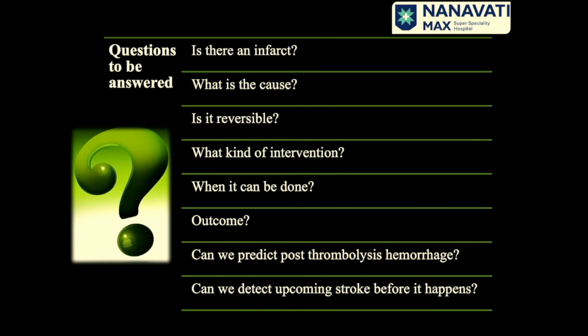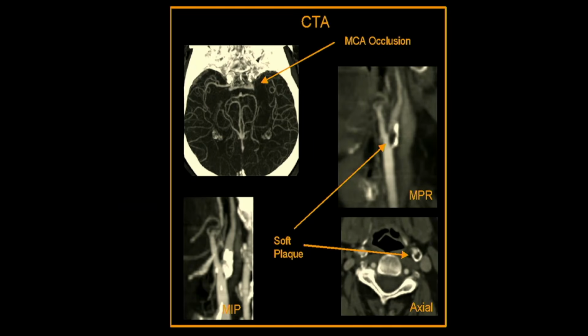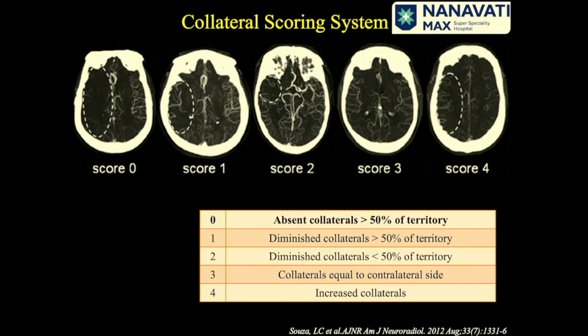The second question that we need to answer is what is the cause of the given stroke, and for that you have a combination of CT angio and MR angio. CT angio we know happens in a few seconds. It shows calcified versus non-calcified narrowings much better. With the multiphasic collateral scoring system coming in, a CT angio has got even better.